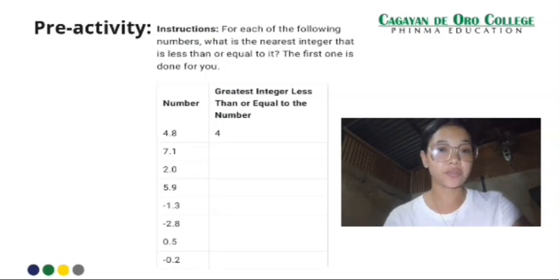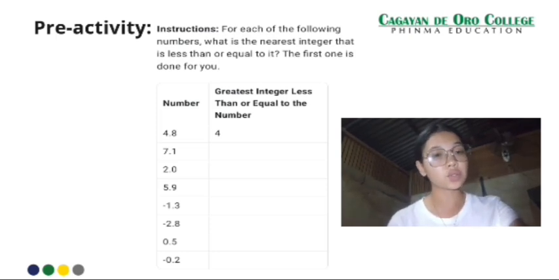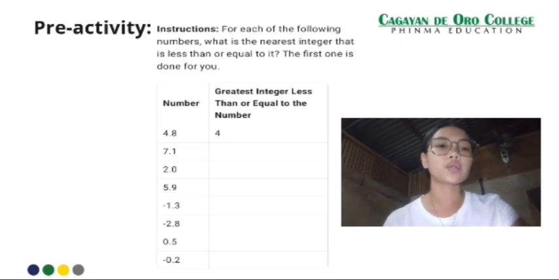For your pre-activity, the instruction is: for each of the following numbers, what is the nearest integer that is less than or equal to it? The first one is done, so you need to continue with the following numbers. This activity activates your knowledge of rounding and prepares you to understand the concept of the greatest integer function.